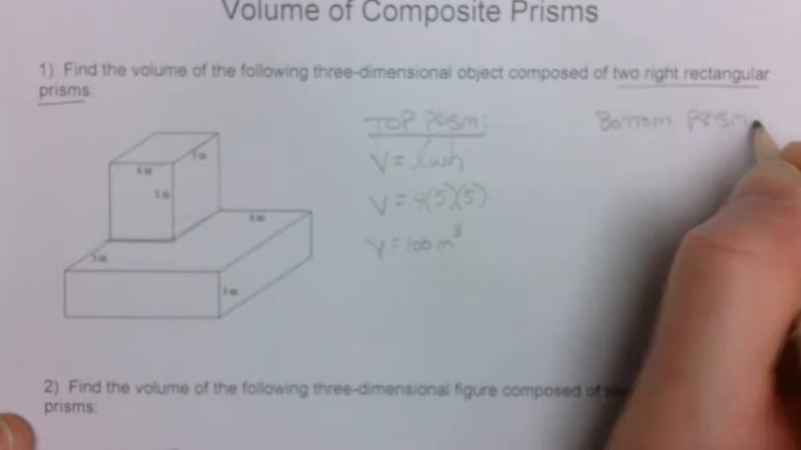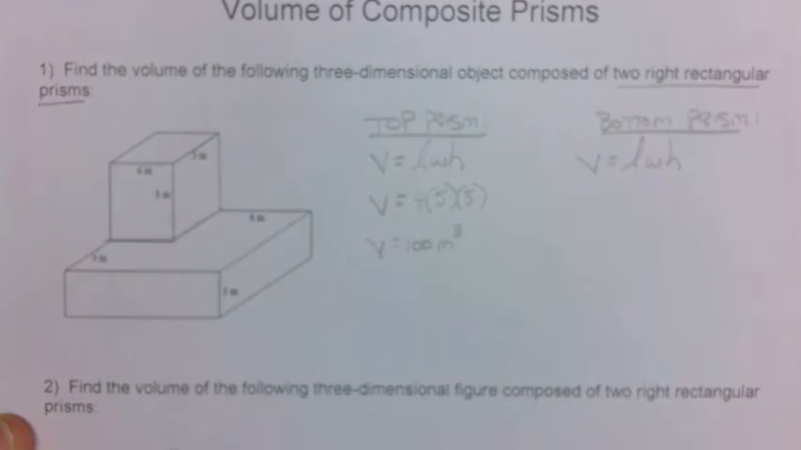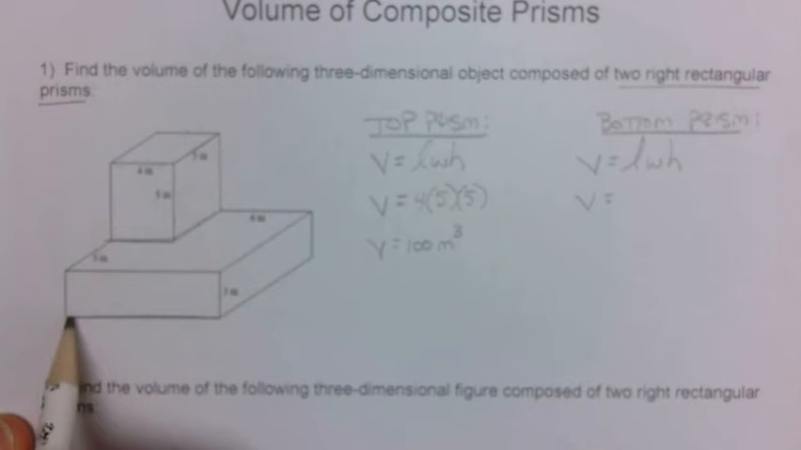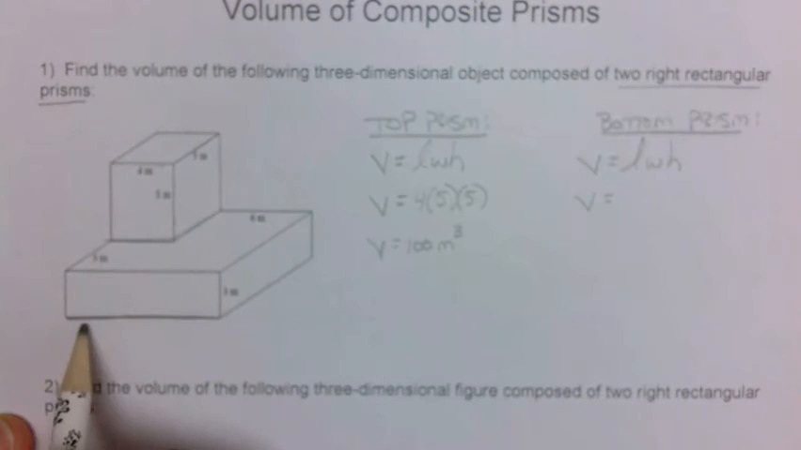It's also a rectangular prism, so my volume formula, once again, is going to be length times width times height. And for the length and the width, I need to figure out what these measurements are. This entire measurement and this entire measurement right here. So let's start with the length.